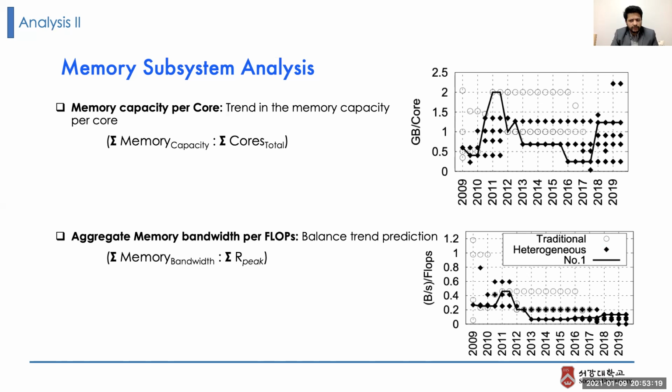Overall, we clearly see a diminishing trend in the balance ratio, indicating that the processing power grows faster than the system memory speed. For instance, the highest ratio value in 2019, that is 0.13 from Summit, is about 9 times lower than the highest ratio in 2009, that is 1.2 from Blue Gene/L. Further, after 2011, none of the top systems exceed 0.5 GB per flops, bytes per second per flops.